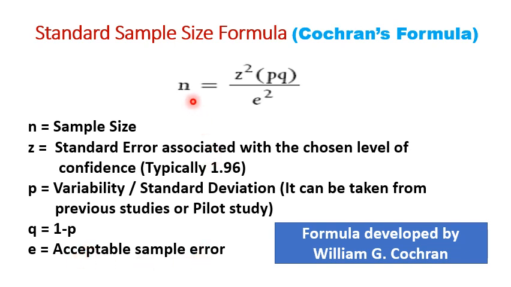So n, the sample size, is equal to Z squared, where Z is the standard error, into pq, where p is the variability or standard deviation and q is 1 minus p, then the whole divided by e squared, where e is the acceptable sampling error.